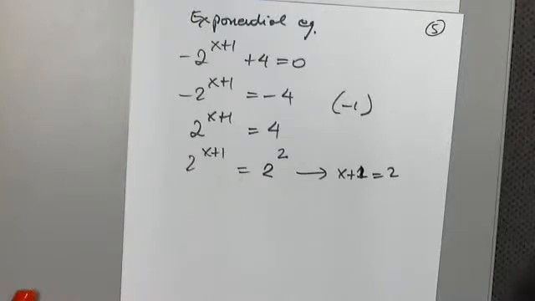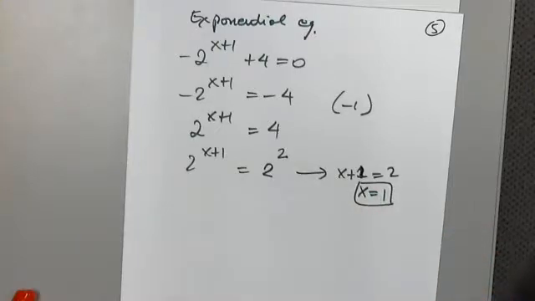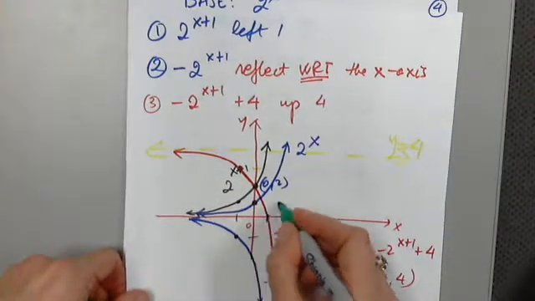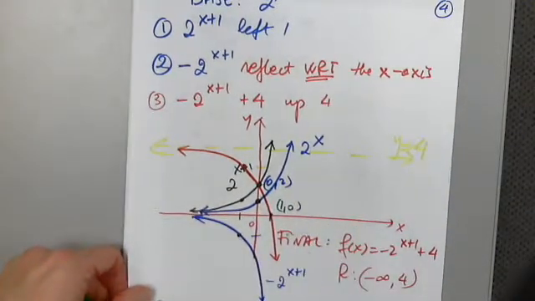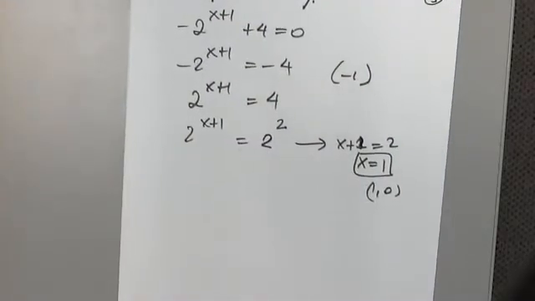So from here I have x equals 1. So this is our first exponential equation that we've seen in this class. So the ordered pair will be 1, 0, which is the x-intercept. Well, it's not exactly, but I'm going to say, okay. So this is 1, 0. Any questions?